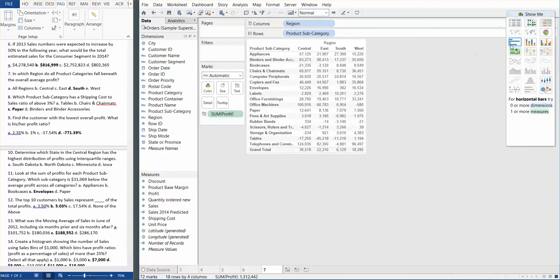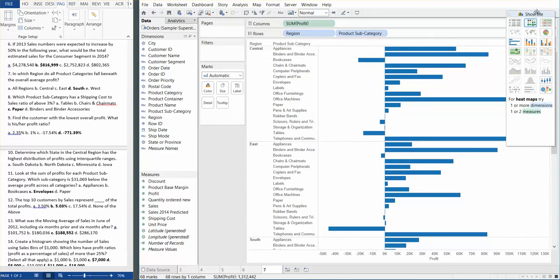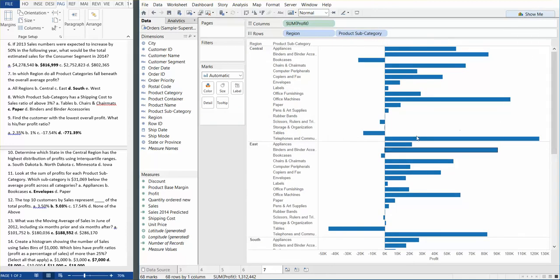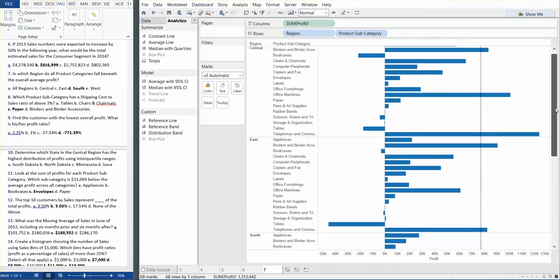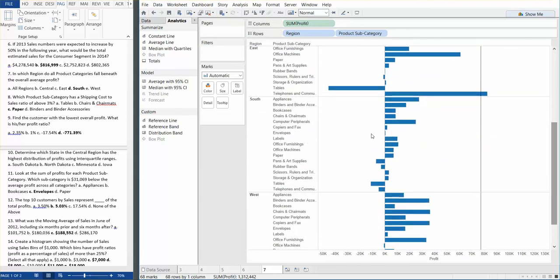And when you click show me and create bar charts, you can get this nice visual of all of the profits. If you go into analytics and add a constant line of 77,202, and hit enter, you'll actually be able to look at the regions and see that in the south region, all of the product subcategories fall below the average overall profit. And that gives us question number 7. The answer is D, south.